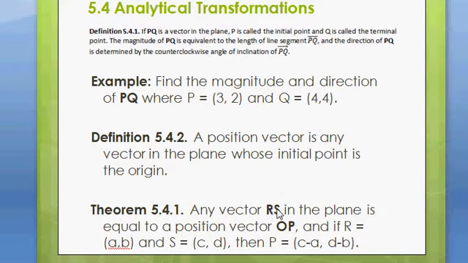If we're going from R to S, if I subtract C minus A, I'll get the change in x to go from R to S. So my position vector's x coordinate would be C minus A. And then the same thing with the y's. Again, we're going from R to S, so D minus B gives me the change in y to go from R to S. So my position vector would just be (C minus A, D minus B).